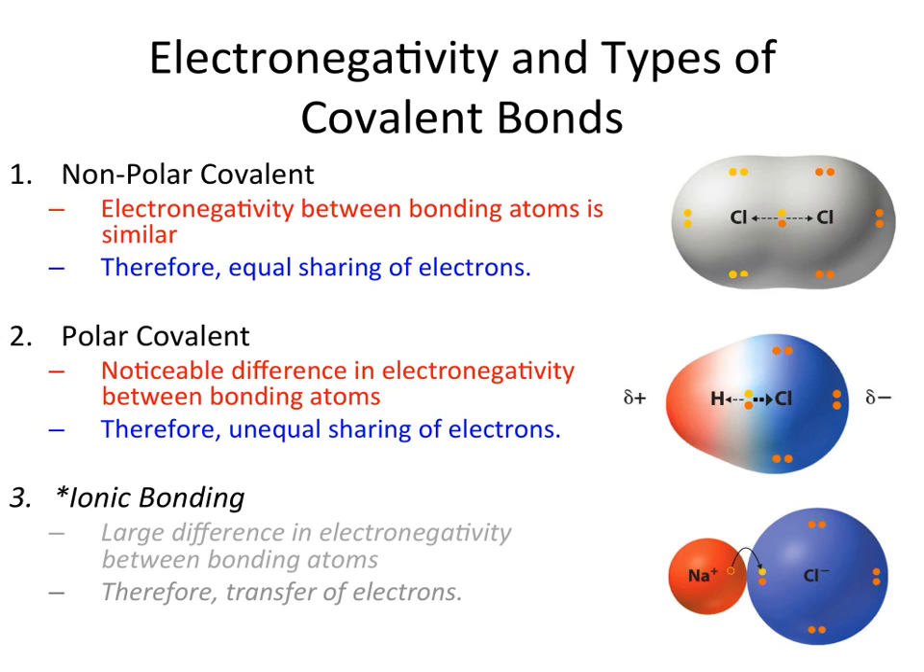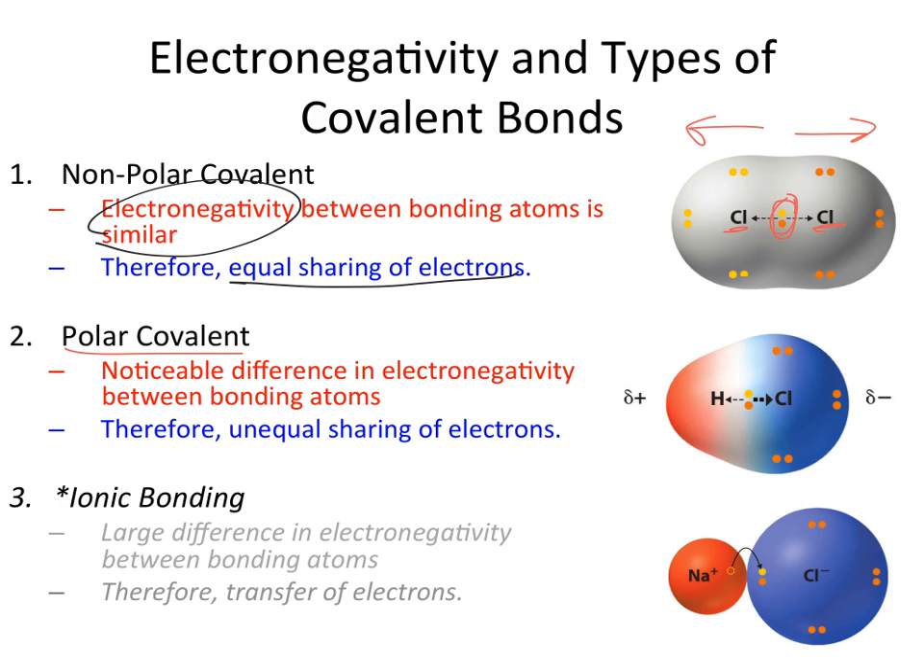Now, if they have a similar electronegativity, they're going to be sharing those electrons very evenly. As you can see here, we have 2 atoms of chlorine, and because they're the same atom, they have the same electronegativity, so those electrons are found right in the middle. So there's no more negativity on one side or the other, they're shared equally in the middle.